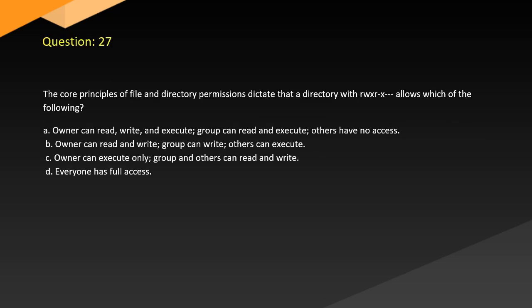Question 27. The core principles of file and directory permissions dictate that a directory permission of 750 allows which of the following? A. Owner can read, write, and execute. Group can read and execute, others have no access. B. Owner can read and write. Group can write, others can execute. C. Owner can execute only, group and others can read and write. D. Everyone has full access.